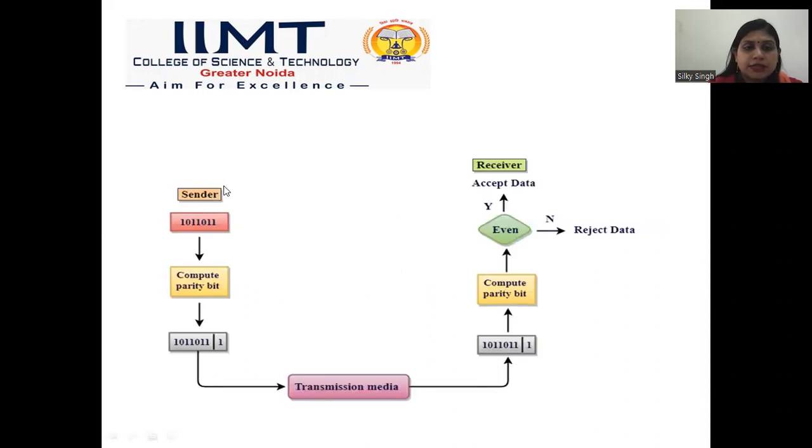In this diagram, we see the sender sends the message, and a one's complement is added and transmitted over the medium. After the transmission, the ones bits are counted and the parity bit is computed. If the data parity is even, then it is accepted by the receiver. If it is not, then it is rejected by the receiver. This is the single parity check.